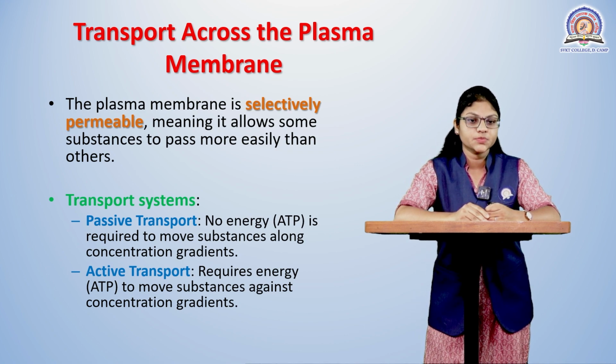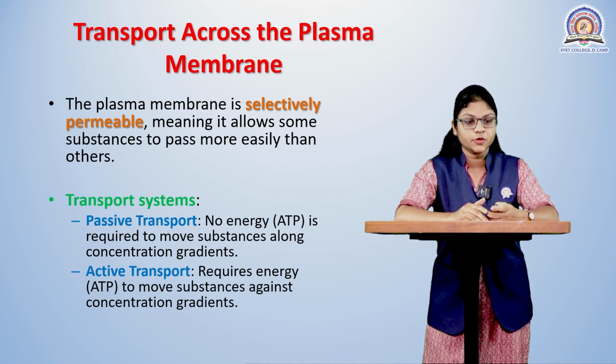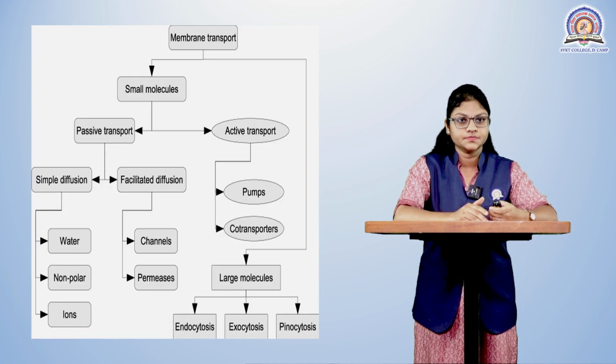But in active transport, there is a requirement of energy in the form of ATP because substances have to be transported against their concentration gradient. That means the substances have to move from low concentration to high concentration. So adenosine triphosphate provides the energy for this process.